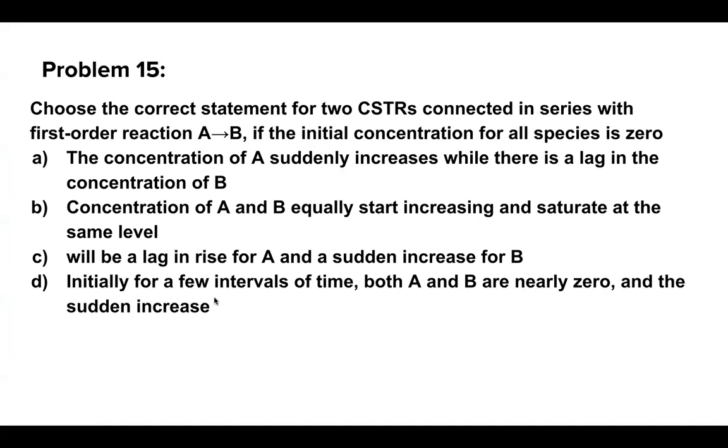Again, the next question is to identify the correct statement. That is two CSTRs connected in series with the reaction order that is given to you. Now the initial concentration of species are 0. What happens? Concentration of A suddenly increases while there is a lag in the concentration of B, which is correct. Concentration of A and B equally starts increasing and saturate at the same level. No, it's not true. Will be a lag in rise of A, sudden increase in B. Okay.